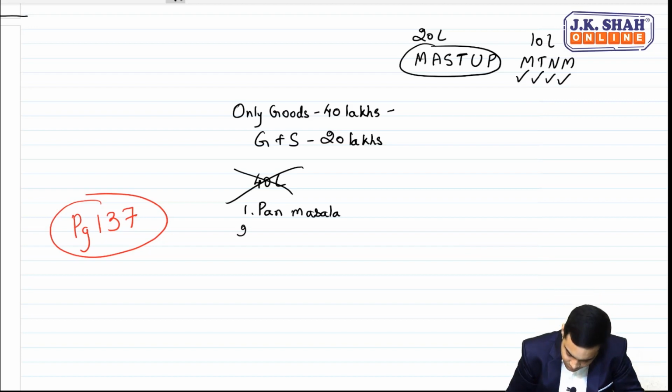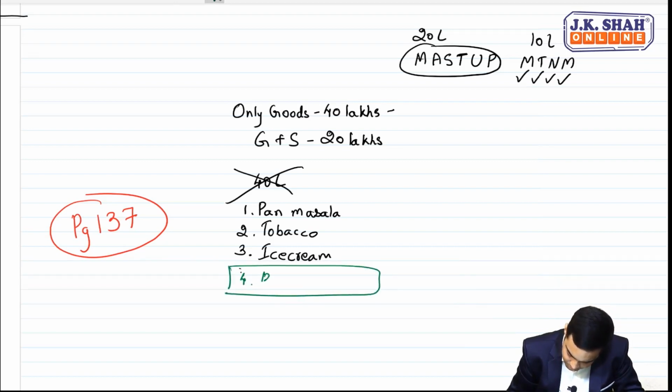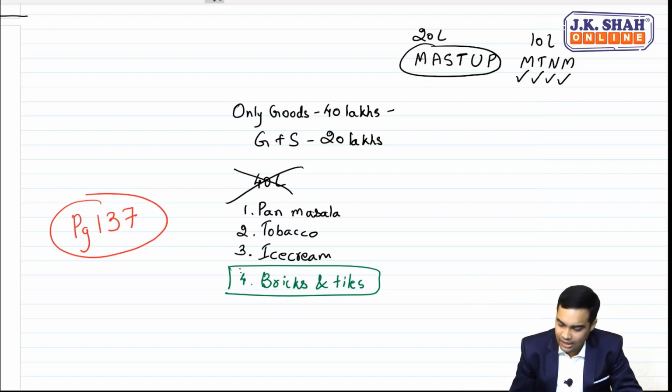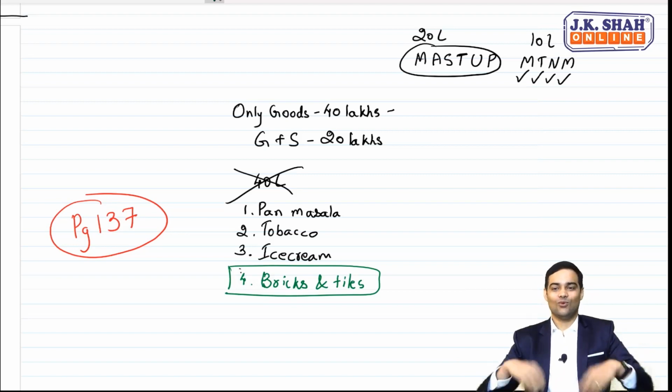Fine, sir. Then you have tobacco, cigarette, cigar, etc. Then you had ice cream. This you already know. What has been added, sir? The amendment is this fourth one: bricks and tiles. Oh yes, bricks and tiles. So a person who is supplying bricks and tiles, will he get 40 lakh limit? The answer is no, he will not be eligible for 40 lakh limit. That means what limit will apply to him?